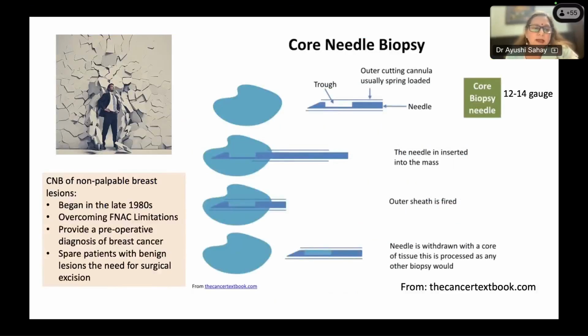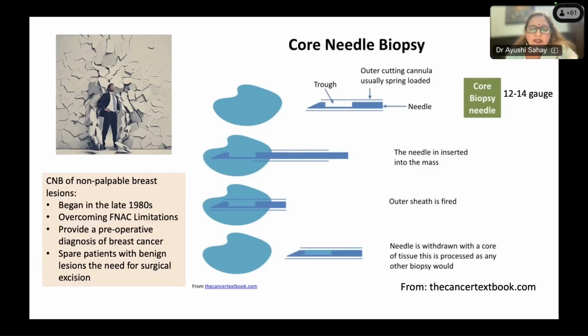Core needle biopsy, in contrast, takes care of many of the cons that I have mentioned. It began somewhere in the late 1980s, only to overcome the FNAC limitation and provide a pre-operative diagnosis, as well as spare patients with benign lesions the need for surgical excision. So this is the procedure and method that is used. The needle gauge is around 12 to 14, and this gun is fired inside the lesion, and when it is retracted back, it brings the core of the tissue back with it, and it is processed like other biopsies.